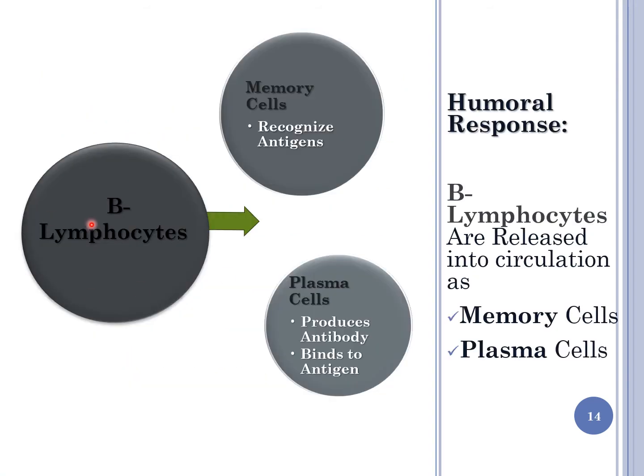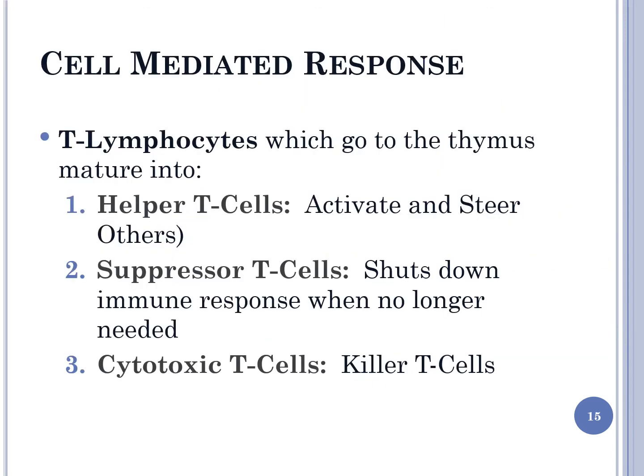All right. B lymphocytes, memory cells that recognize antigens, plasma cells that produce antibodies that bind to antigens. All of this is considered your humoral response, and you already know that it goes directly into your circulation. On the other hand, we have what is known as your cell-mediated response. So these are your T lymphocytes, which go to the thymus, and then they mature into helper T cells. These activate and steer other types of cells. The suppressor T cells shut down the immune response when it's no longer needed.